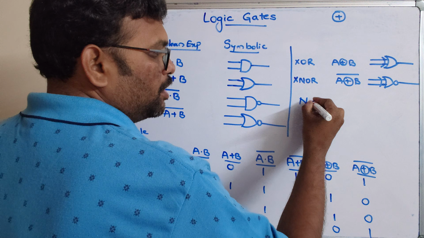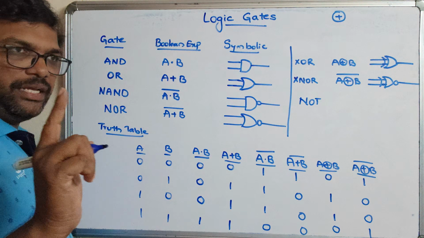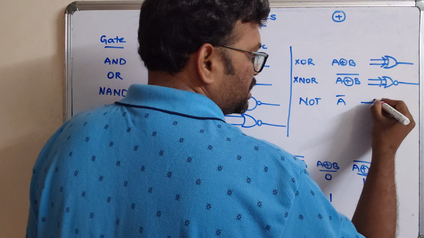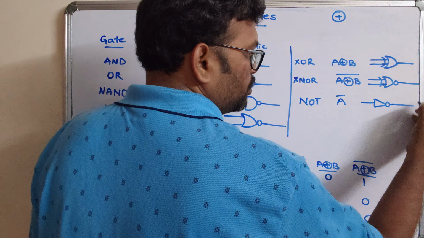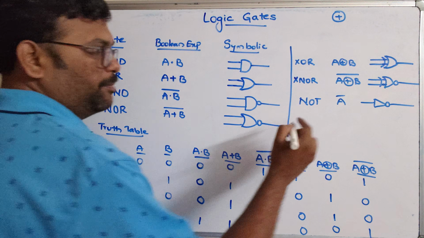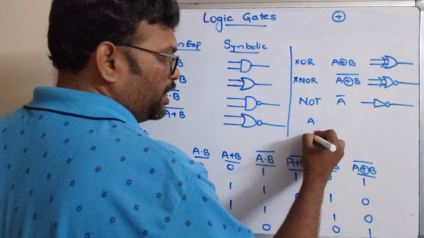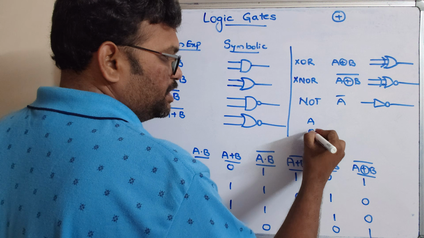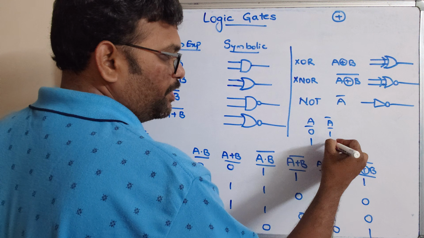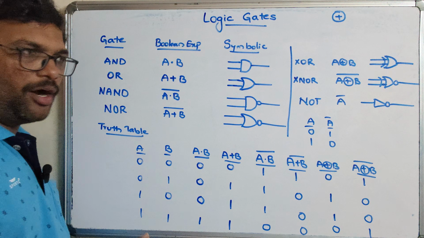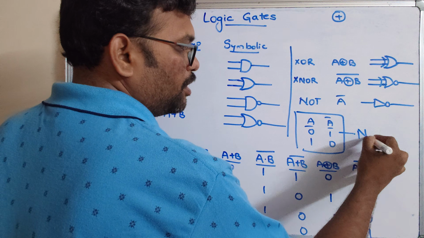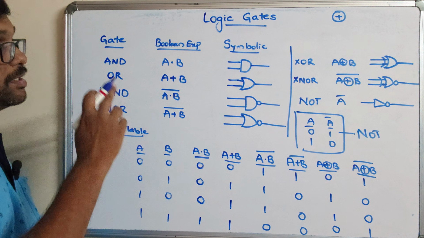And NOT takes only one value as an input, so it will be represented as A bar, with its symbolic representation. So this is the A bar. It will take only one input. So I'll write the truth table here. A, either 0 or 1. A bar will be, if it is 0 it will be 1, if it is 1 it will be 0. So quite opposite. So this is the truth table of the NOT operator, the NOT gate.